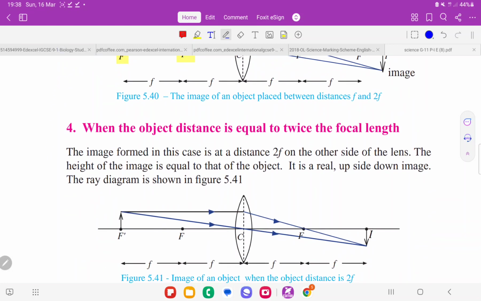Then the fourth one, so you need to draw, right? I am discussing now, but you need to draw all the images. So I will check in the next class.